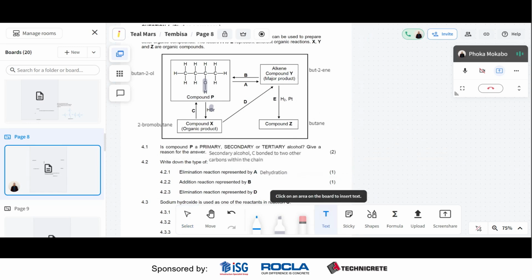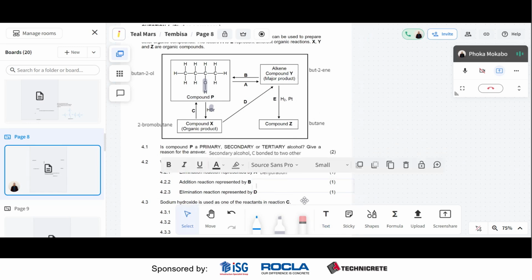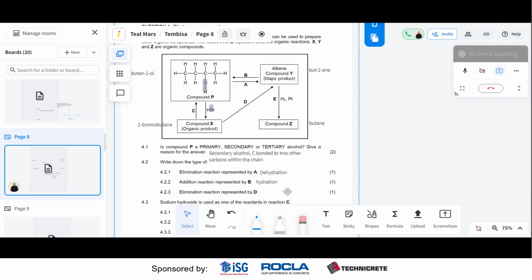The addition reaction represented by B, well, that's going in the other direction. We would be adding OH as well as an H, and so we'd be looking at hydration, right? And that is accomplished by adding water to the compound, reacting it with water to form that alcohol.